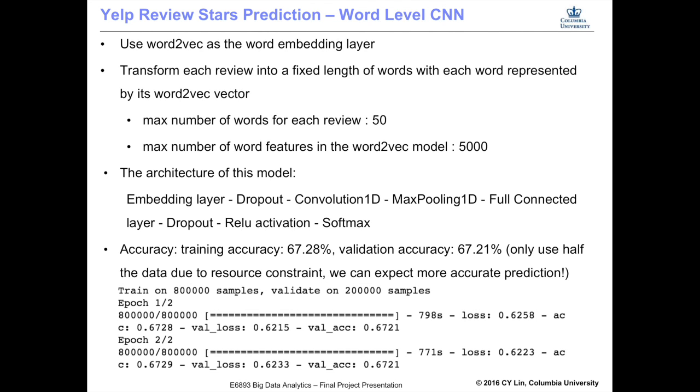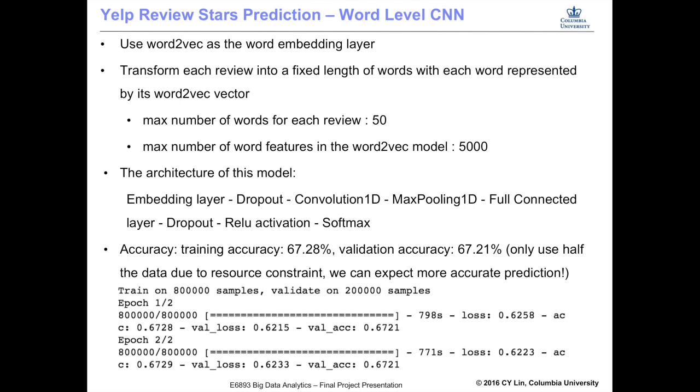The architecture of the model is the following. We first use the embedding layer followed by a dropout layer, and then we use the convolution 1D layer, followed by a max pooling 1D layer, and then a fully connected layer, and also another dropout layer, followed by ReLU activation layer, and finally a softmax layer.